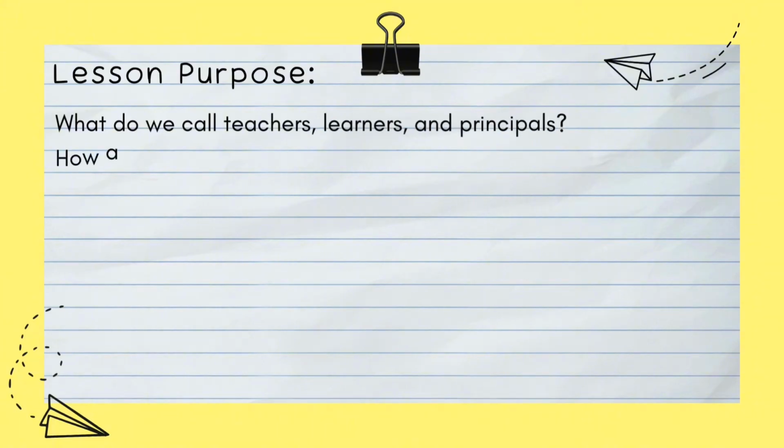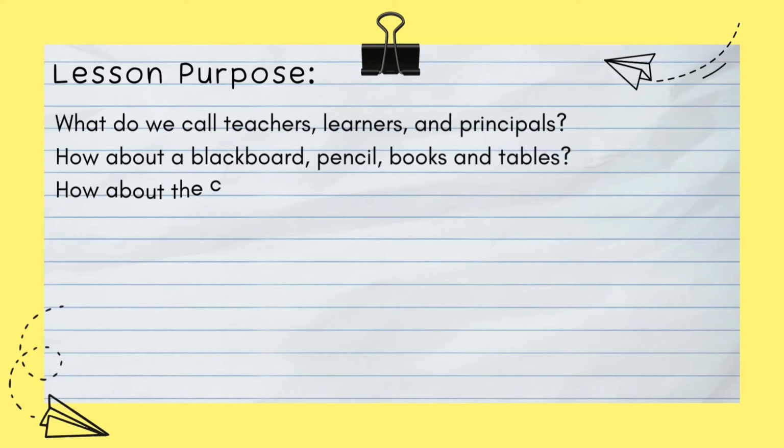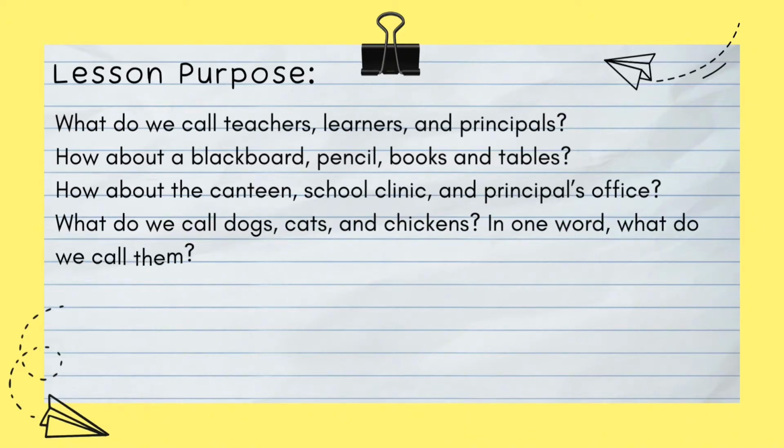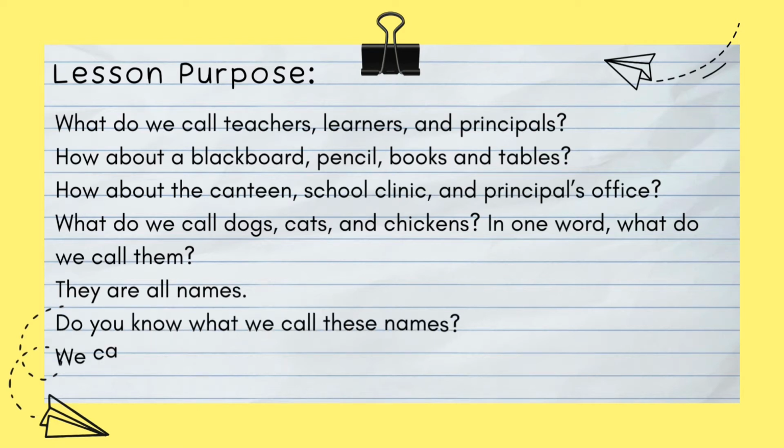Now, what do we call teachers, learners, and principals? What about a blackboard, pencil, books, and tables? How about the canteen, school clinic, and principal's office? Oh, we forgot to mention principal's office. What do we call dogs, cats, and chickens? In one word, what do we call them? They are all names. And do you know what we call these names? We call them nouns.